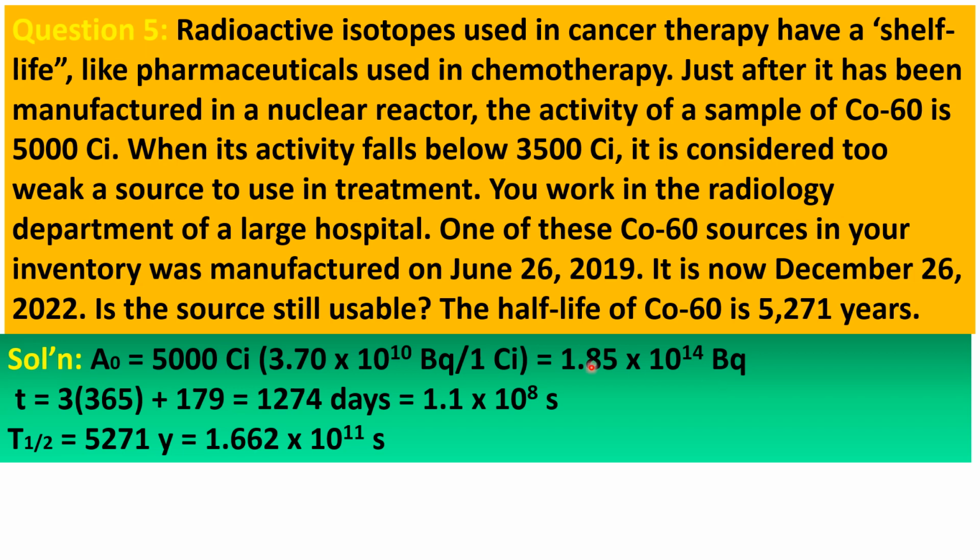And then we also determine the time that has elapsed, from June 26, 2019 to December 26, 2022, that's today. That is approximately equal to 3 years. And supposing we consider 1 year having 365 days, we multiply by 3, that's the number of days for the years that have passed. And then the extra number of days from June 26 to December 26 of this year is exactly 179 days. So a total of 1,274 days has elapsed. When expressed in seconds, that's equal to 1.1 times 10 to the 8th power seconds.